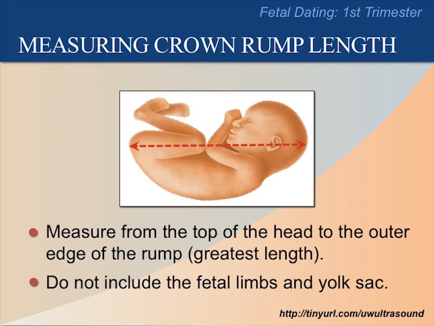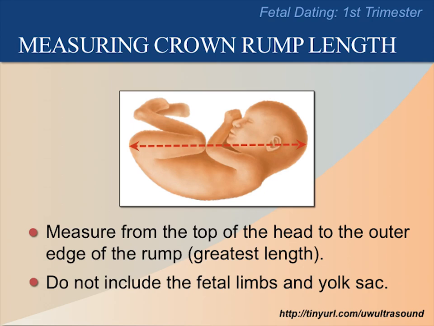It is best to take 3 separate crown rump length measurements. If all 3 images are good, average the values. If one is clearly better than the others, use that image alone to determine gestational age.